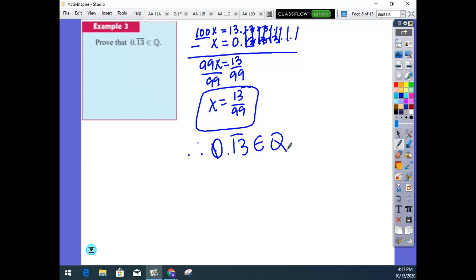You know why Q is for rational? What's the one Q word in math? Quotient. What does quotient mean? The answer when you divide. P over Q.